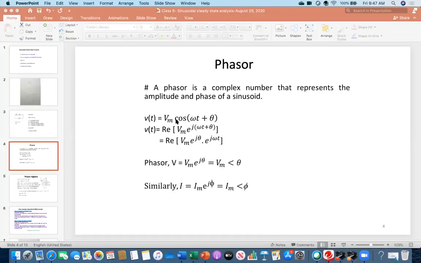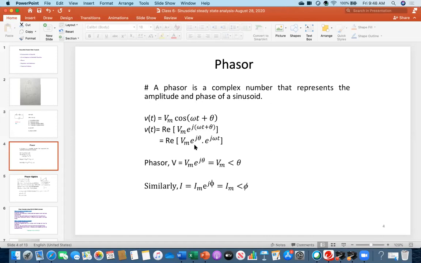Look at this one. At the beginning, I have written Vm cosine of omega t plus theta. That's why in the second line, I have written V(t) as the real part of this one, because I can write this as cosine of omega t plus theta plus j sine of omega t plus theta. So that's why this is the real part.